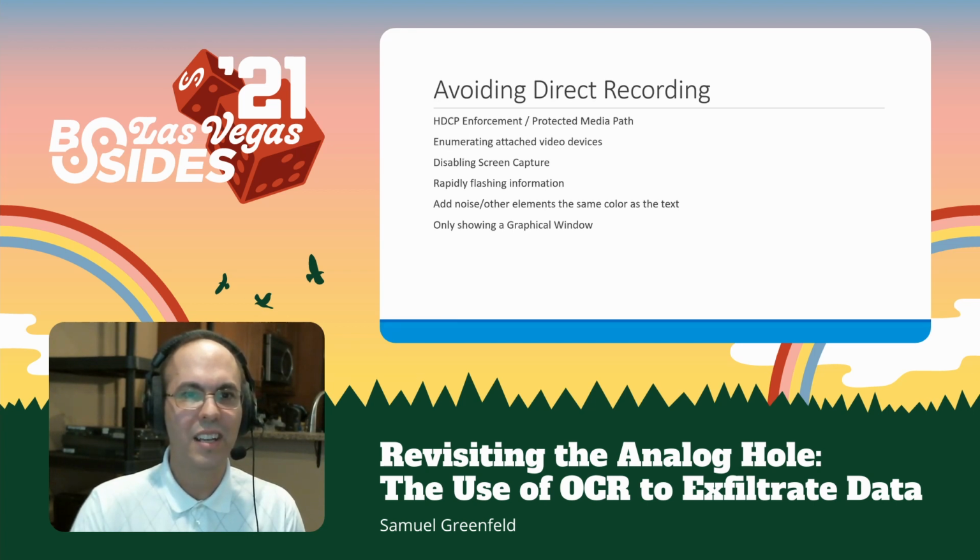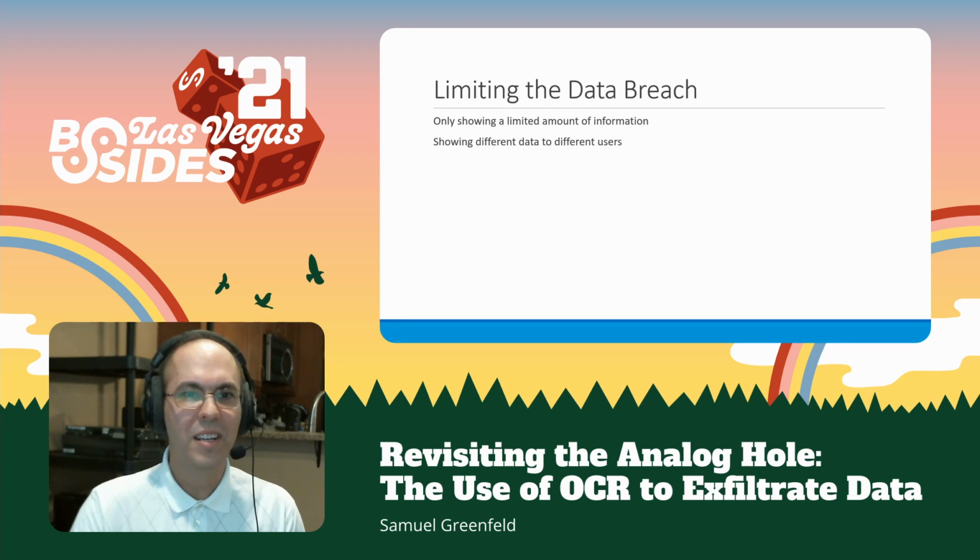You can limit the data breach. This can be done by only showing a limited amount of information to users. It could also be done by showing different data to different users. This does not necessarily mean just between a supervisor and a lower level employee, but if you have something like a customer service representative, you could have your test callers use different names when talking to different representatives. So if there is a data breach, you can potentially trace where it came from.